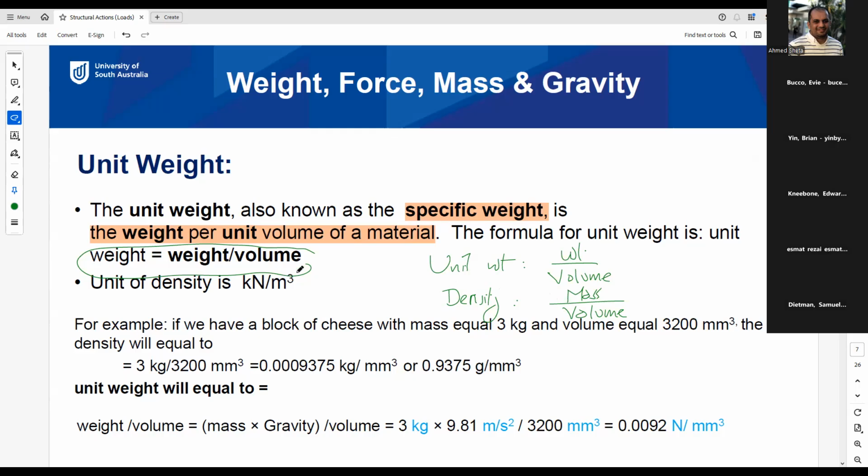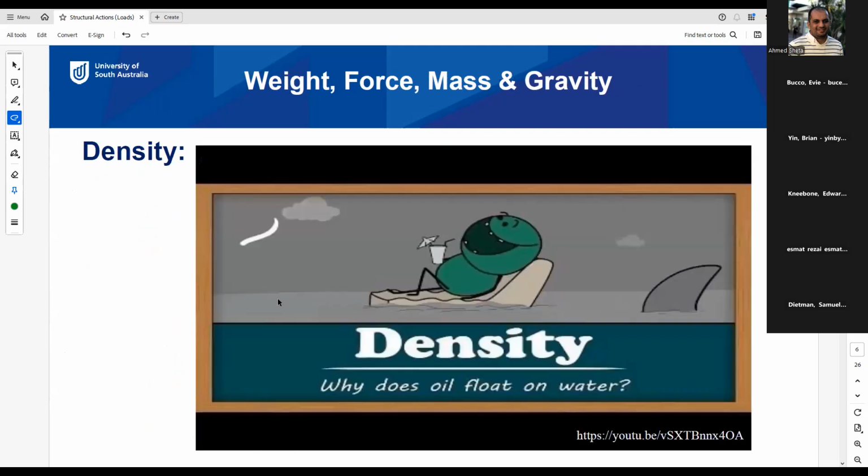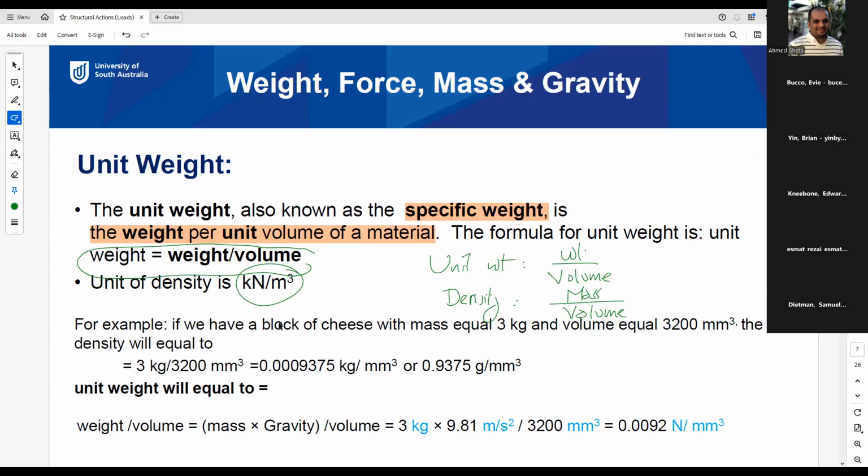The unit of the unit weight is kilonewton per cubic meter. So unit weight is kilonewton per cubic meter, and if you go back, the density was kilogram per cubic meter. So this is the main difference, the unit as well.